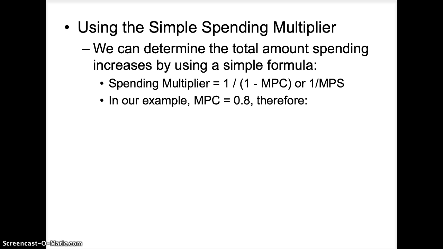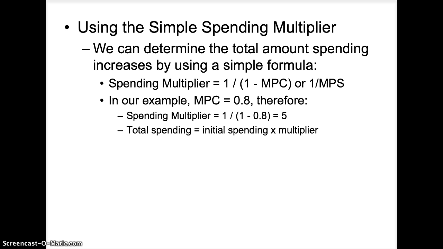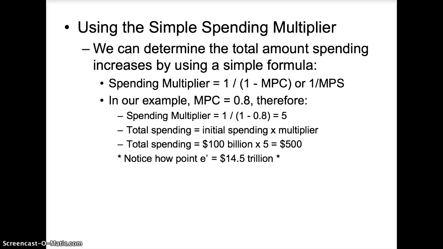In our example, the marginal propensity to consume was 0.8. Therefore, the spending multiplier equals 1 divided by 1 minus 0.8, which equals 5. Total spending equals the initial spending amount multiplied by the multiplier. Total spending equals $100 billion times 5, which equals $500 billion. You can go back in the lecture and look at the diagram again. Point E prime is 14.5 trillion.